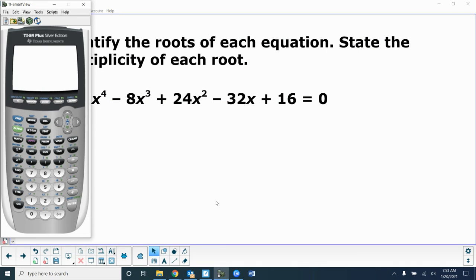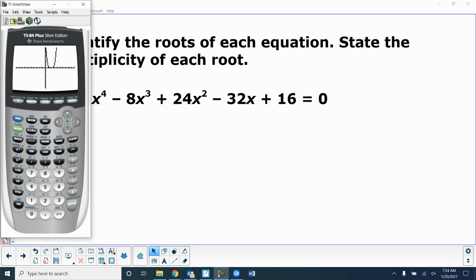All right, so go to your y equals to graph it. x to the fourth minus 8x to the third plus 24x squared minus 32x plus 16. All right, so when we graph it, it comes down and then goes back up.